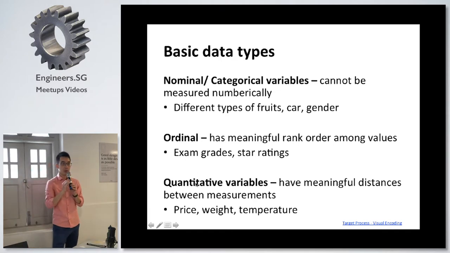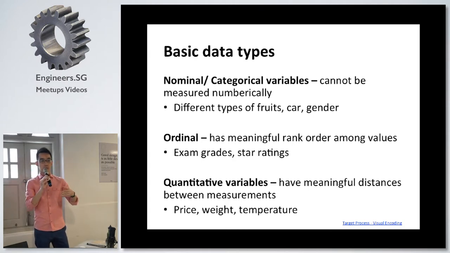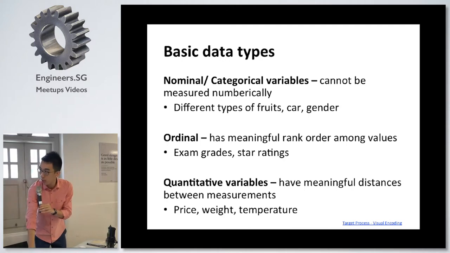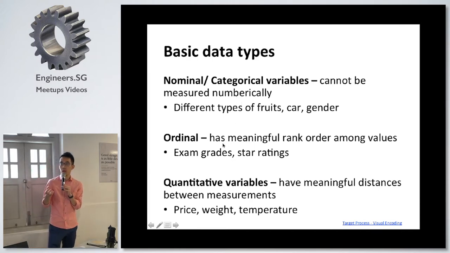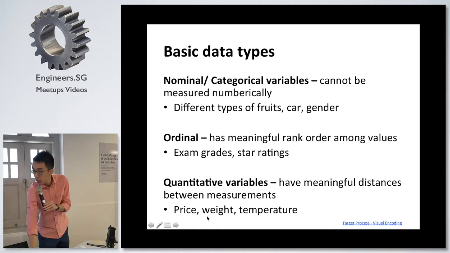And lastly, we have quantitative variables. Quantitative variables are generally ones where there's meaning between each of the measurements. For example, you're talking about height, 1 cm, there's a meaning to it. And generally, they are represented by numbers. But of course, numbers can also be represented by categorical or ordinal variables. So it's not strictly the case that all numbers are quantitative, right? I've given some examples of quantitative, for example, weight, temperature, and so on.